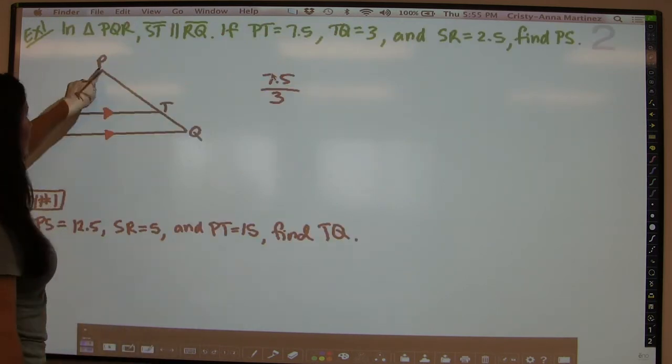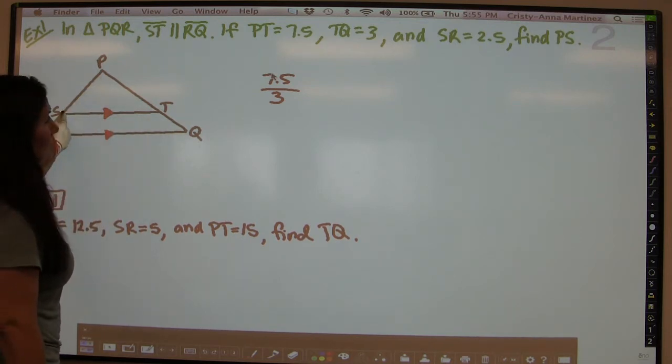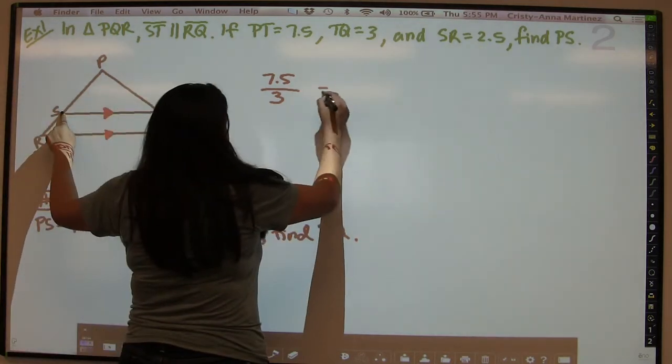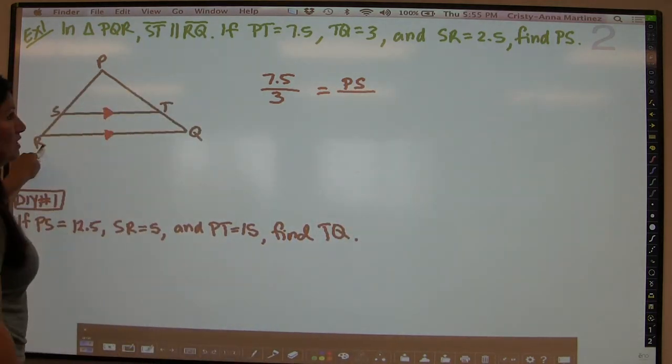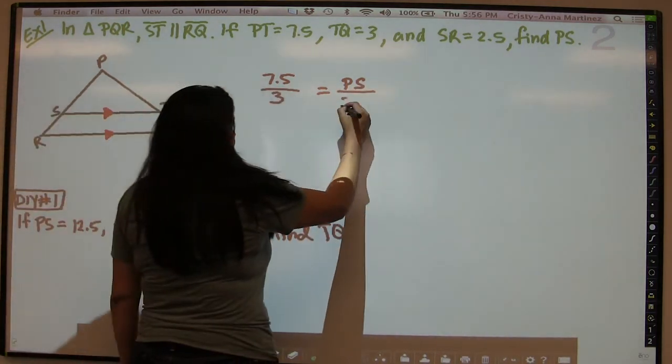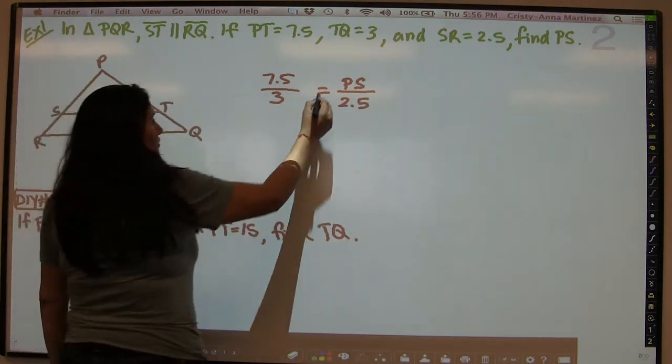So we know that PT is to TQ as PS, which is what we're being asked to find, is to SR, which is 2.5 according to the given information. So we just set up a proportion like that, and then we go ahead and solve for PS.